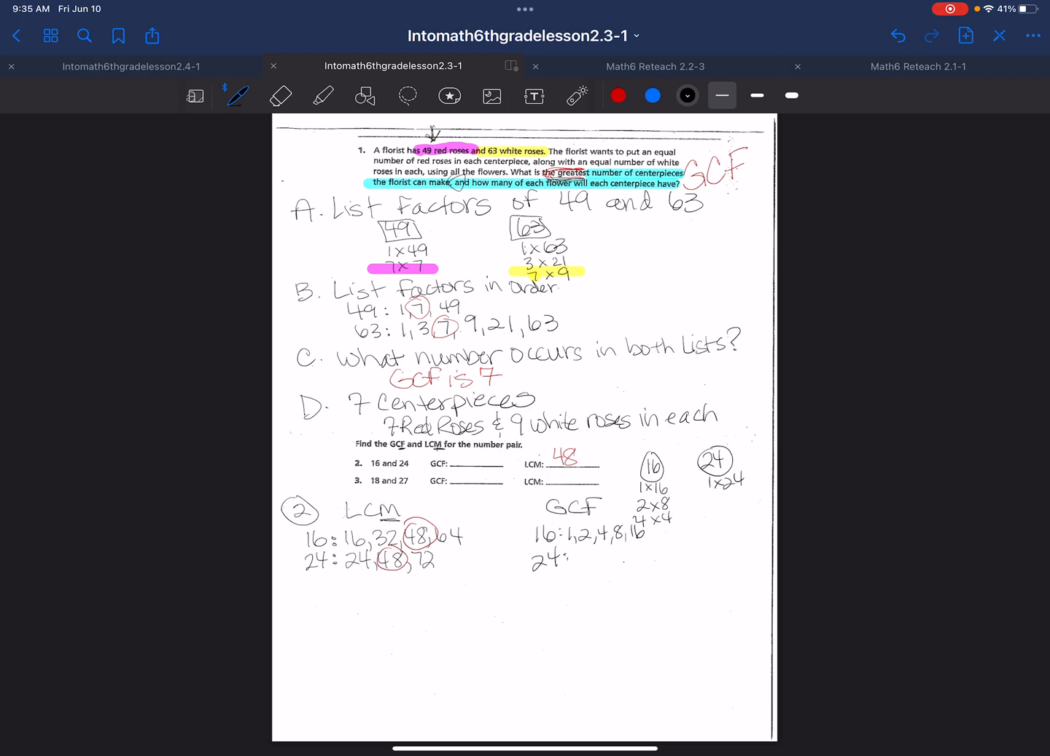Okay, now let's do 24. We know that's an even number, so 2 times 12 goes into 24. 3 times 8 is 24, and 4 times 6 is 24. Now we need to list them in order. 1, 2, 3, 4, 6, 8, 12, 24. That one has a lot more. Let's look at our 2 lists. Now, what is the greatest common factor? I want the greatest number for this one. So the greatest number is 8. They have common factors of 1, 2, and 4, but remember we have to find the greatest common factor.